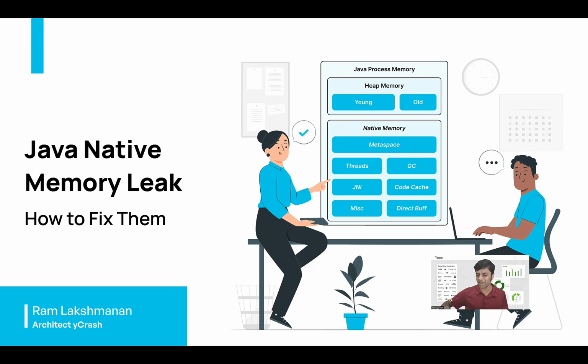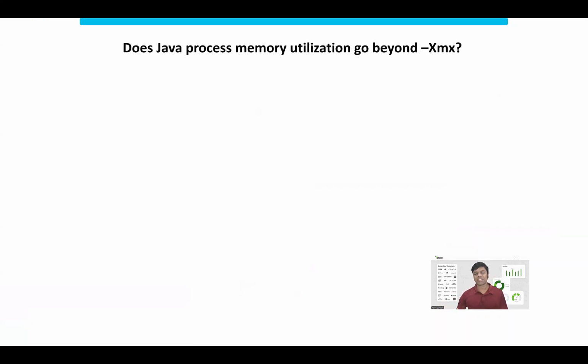So friends, let's start off this month's webinar with this question. Does your Java process memory utilization go beyond Xmx? Say I'm configuring my Java application's Xmx, max heap size, as 2 GB or 6 GB. Let's say I configure it as 6 GB. Will my Java process consume more than 6 GB of memory during runtime?